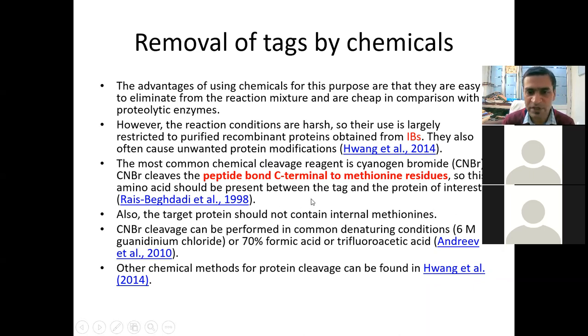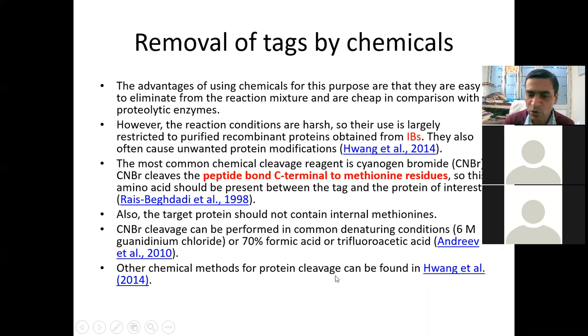So this amino acid should be present between the tag and the protein of interest. Also, the target protein should not contain internal methionines naturally. Cyanogen bromide cleavage can be performed in common denaturing conditions. These are the chemical environments in which it can be performed: 6 molar guanidine hydrochloride, or 70% formic acid, or trifluoroacetic acid.